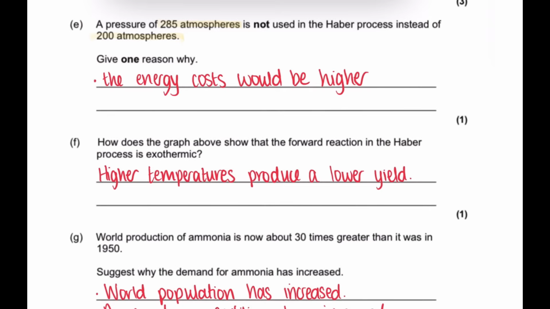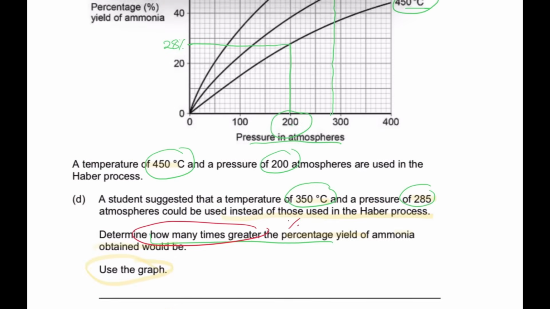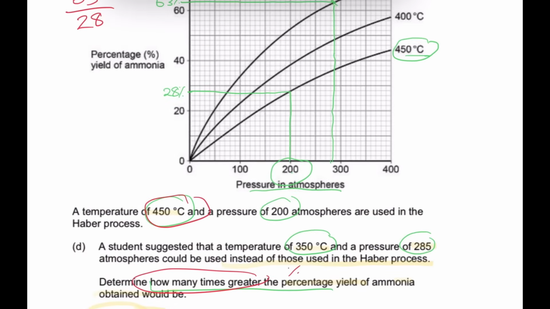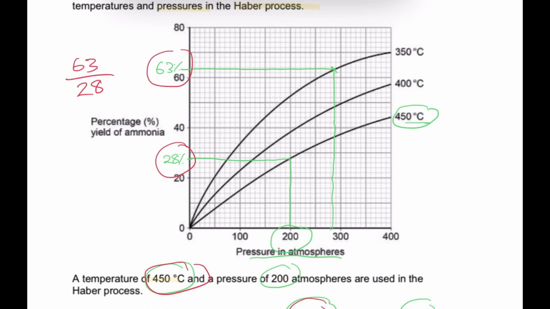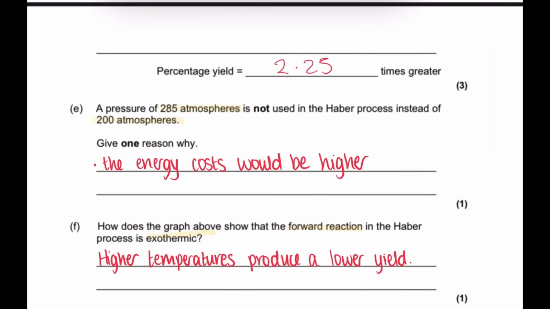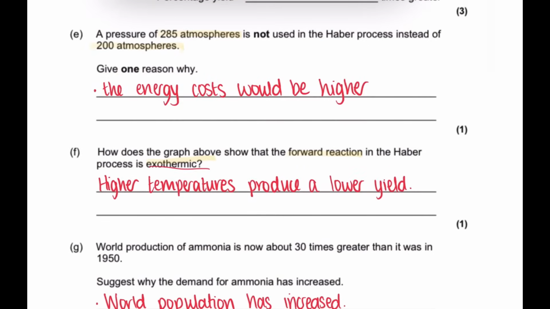F. How does the graph above show that the forward reaction in the Haber process is exothermic? This is because if you see over here at 450, which is a higher temperature, which usually means that the rate of reaction will increase and that we get more yield, it is actually going to give us 28, while if we use less, we actually get much more yield. So this shows that our forward reaction is exothermic. This is because if a forward reaction is exothermic, increasing the temperature is going to make it favor the endothermic reaction, which in this case will be the left-hand side, so the yield will be lower. Instead, if it was endothermic, higher temperature would go the other way, if that makes sense.